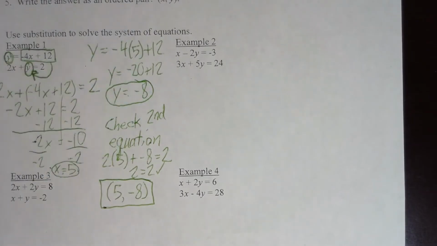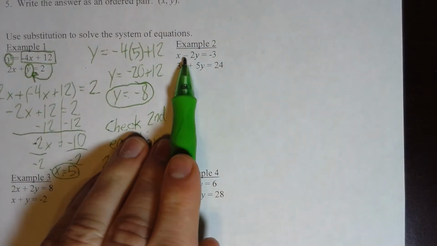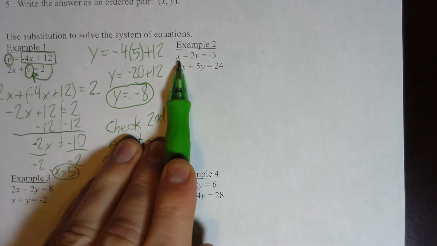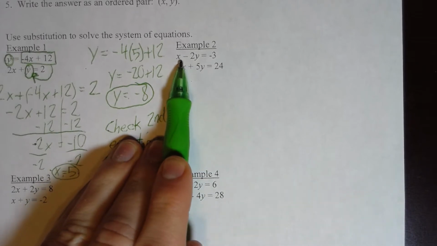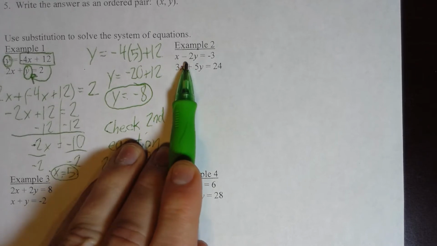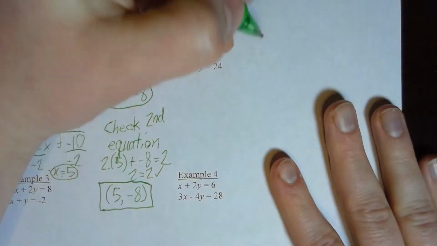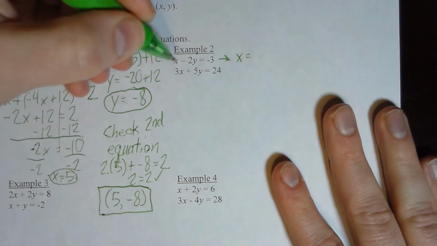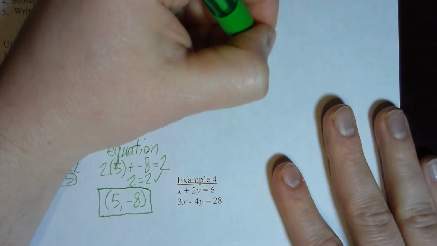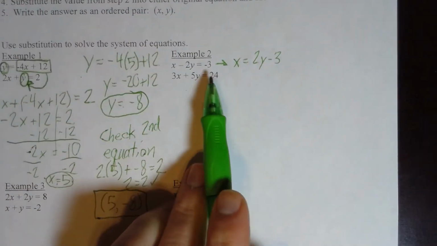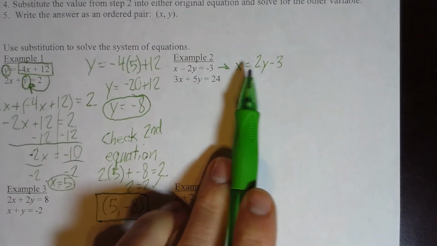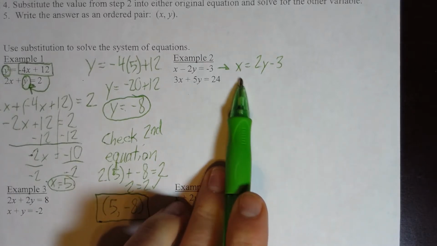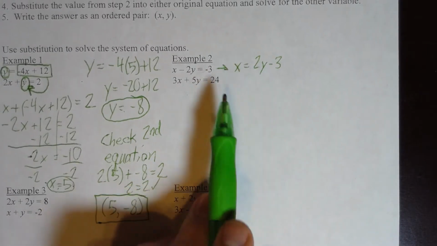So you'll notice about example number 2 is that none of the variables are solved for, but I notice in this first equation that x is going to be really easy to solve for. So I'm going to do that real quick. How do I get x by itself? Well, I just add 2y to both sides. So I get that this equation can be rewritten as x equals 2y minus 3. Now notice it doesn't matter if I solve for x or y.